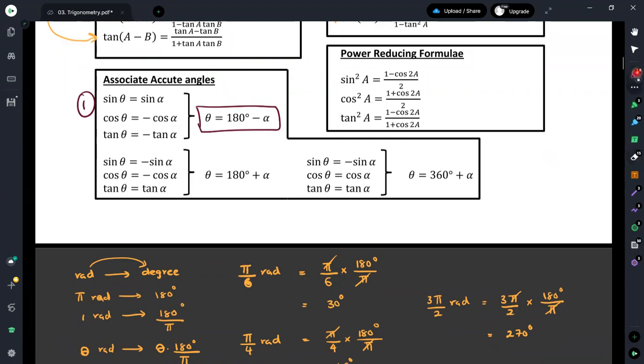If you are considering the quadrant rule, we know that in the first quadrant we have only acute angles. If we are not considering the angles on the lines, then for the first quadrant all angles are acute. Therefore there is no need to find any associate acute angles for the first quadrant. But it comes to the second quadrant.